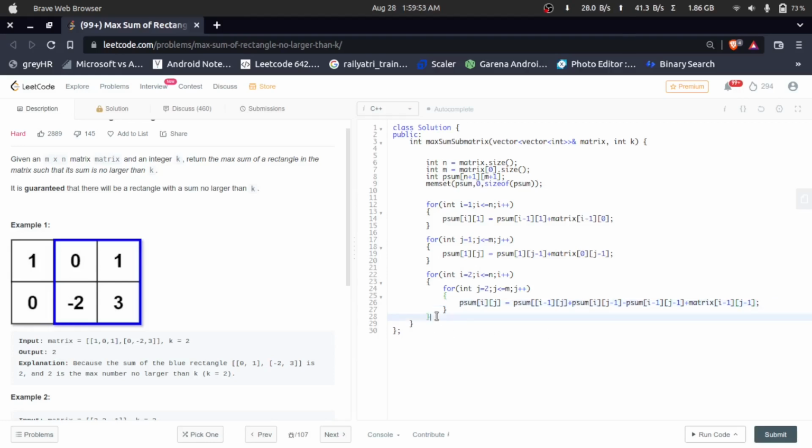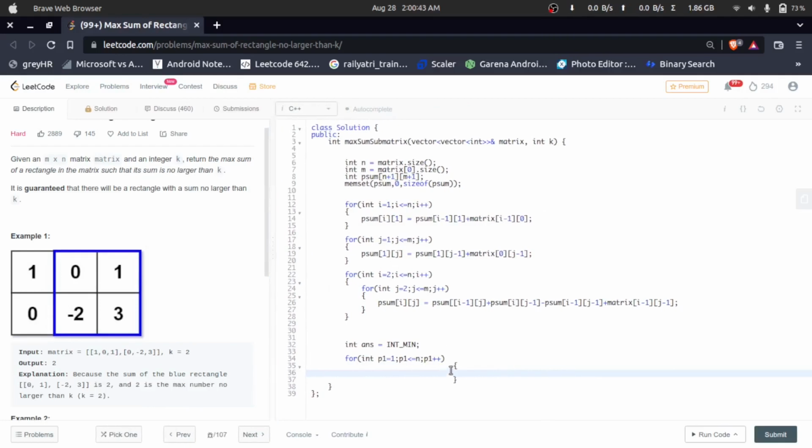Now my pre-computing procedure has been completed. Right now I will be computing the sub-matrix sum. Basically the integer answer will be integer min, sorry, integer max. Then for integer p1 equals 1, p1 goes to n, p1 plus plus. I don't know why it is happening there, why it goes there.